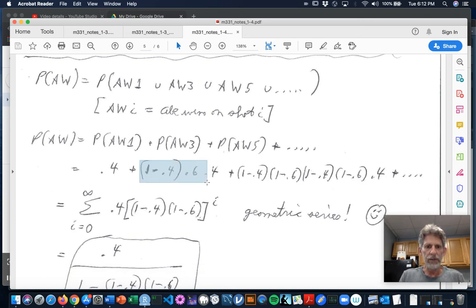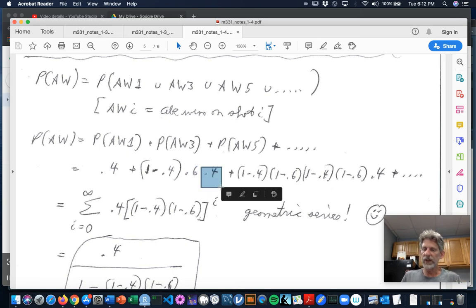And the probability of miss times hit is 1 minus 0.4. And then, I'm sorry, this is wrong. That should be 1 minus 0.6, not 0.6. Because for Bo to miss, it should be 1 minus his chance of hitting, 1 minus 0.6. And then 0.4 there is the chance that Abe hits on that third shot.